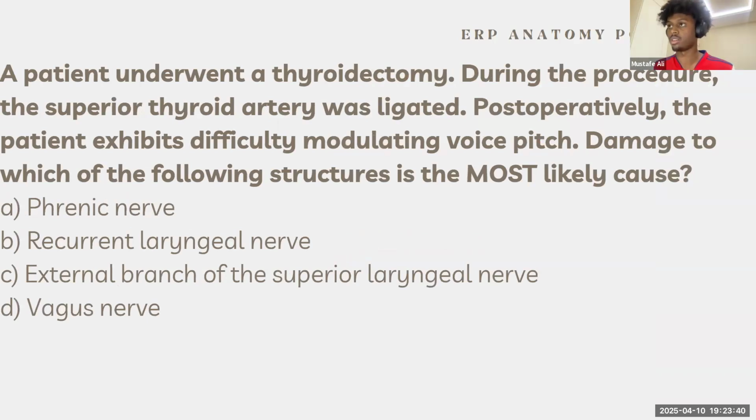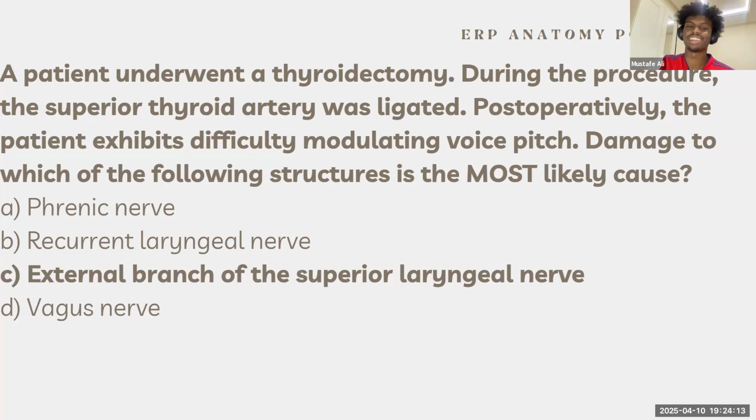A patient underwent a thyroidectomy. During the procedure, the superior thyroid artery was ligated. Post-operatively, the patient exhibits difficulty modulating voice pitch. Damage to which of the following structures is most likely the cause? So the answer is C, the external branch of the superior laryngeal nerve.